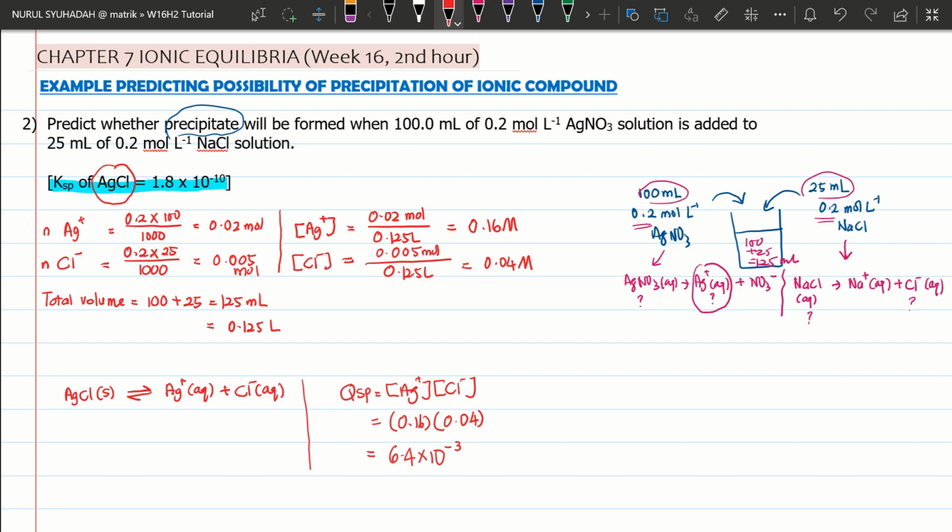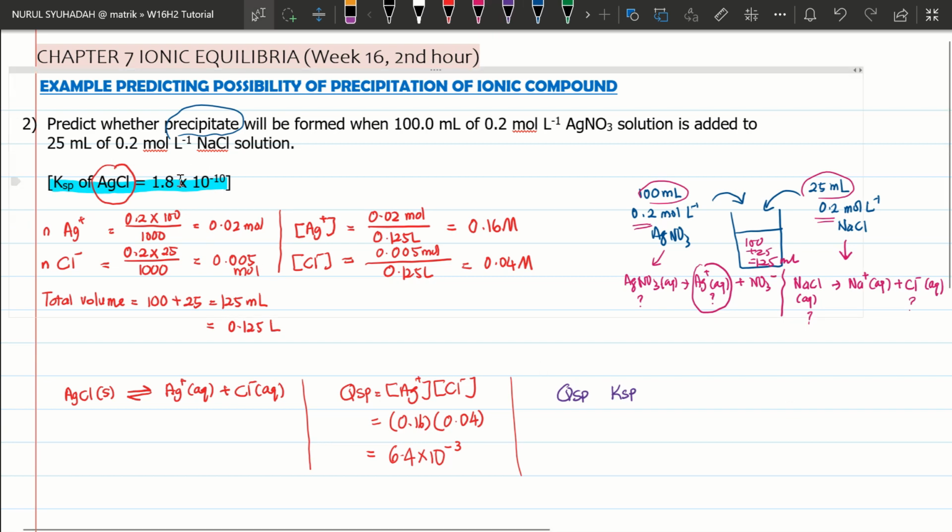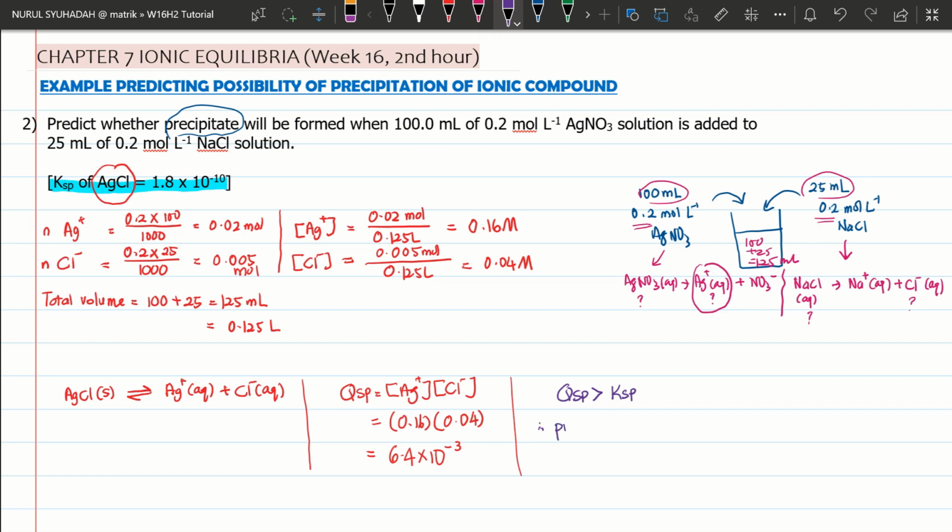Now, conclusionnya, okay, kita comparekan QSP dengan KSP. Is the value smaller or bigger? So, value KSP 1.8 darab 10 negatif 10. Kita ada negatif 3. So, confirm QSP is bigger. So, bila bigger, conclusion kita, precipitate will form.